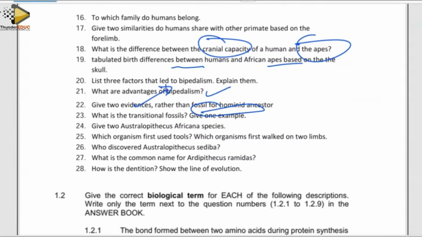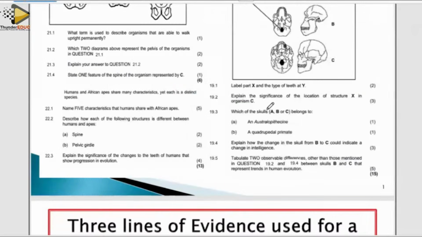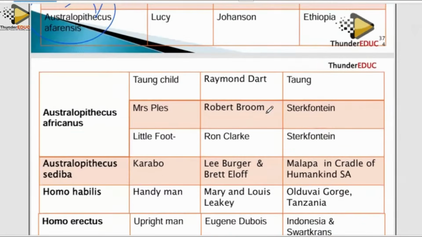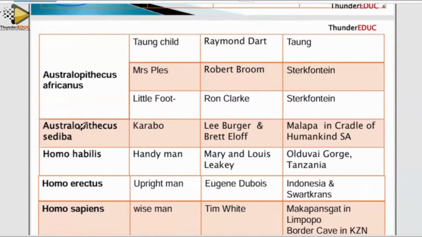Give two Australopithecus africanus specimens found in Africa. We said Taung Child, Little Foot, and Mrs Ples. Which organism was the first to use tools? Homo habilis. Which organism first walked on two limbs? Homo erectus. Who discovered Australopithecus sediba? You have to know the whole page. The answer was very clear: Australopithecus sediba was discovered by Lee Berger. So you see, you have to know this table, guys.